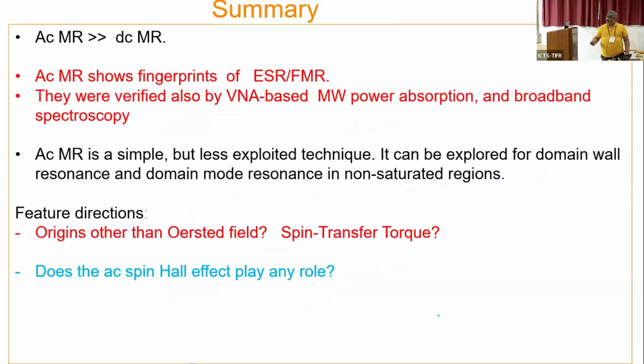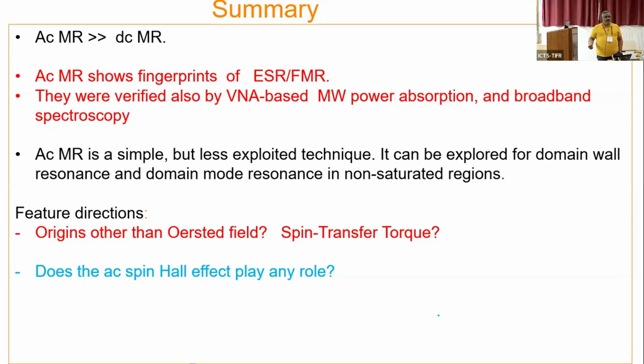Thus, to conclude, the ACMR is much larger than DCMR in these materials, not necessarily in this material, probably in other materials also. And ACMR shows the fingerprints of ESR and FMR, which are also verified by two independent techniques. One is the microwave VNA-based microwave power absorption. Another is the commercial broadband spectrometer. So this is a technique still less exploited. It can be used for domain wall resonance and domain mode resonance in the non-saturated region, which is not possible by other methods. But then here comes the theory.